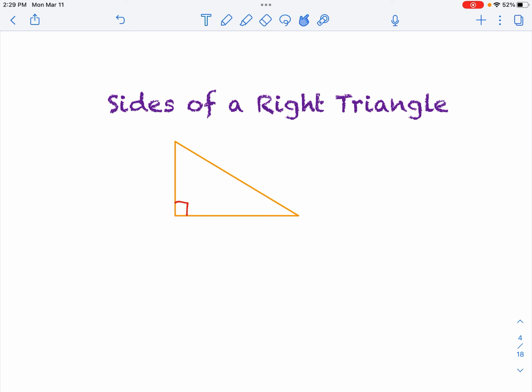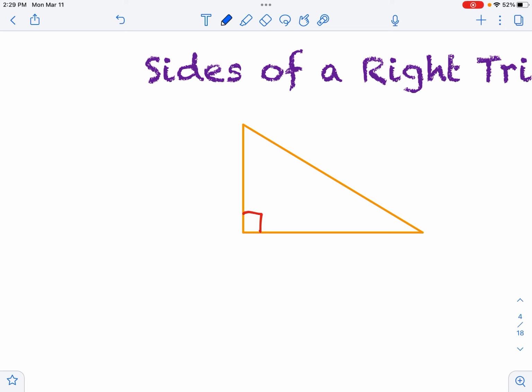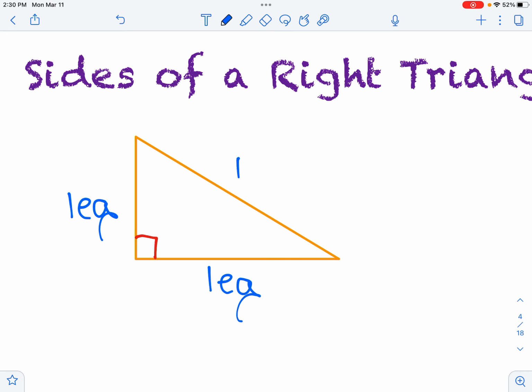So here's a right triangle. There are three sides. The two sides that are next to the 90-degree angle. So here's the 90-degree angle. The two sides that are next to that are called legs. So this is a leg and this is a leg. The side that is across from the 90-degree angle has a weird name, it's called the hypotenuse.